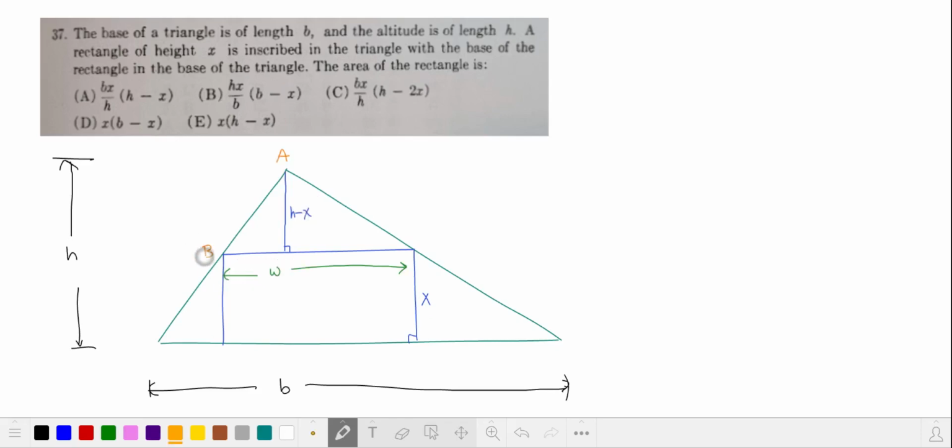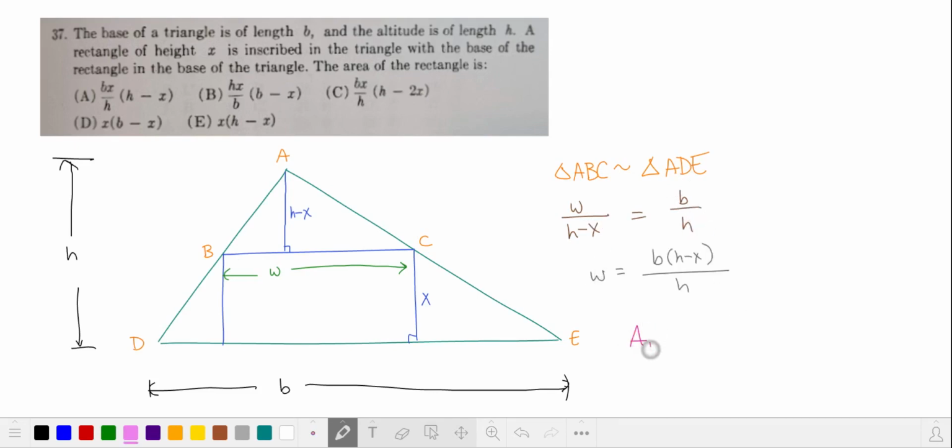If we label this small triangle up top here triangle ABC, then we see that this triangle is similar to triangle ADE. So we can compare the bases and the altitudes of these two triangles. The base of our small triangle is the width of this rectangle, or w, and the height is h minus x. The base of our large triangle is b, and the height is h. So we'll solve for w.